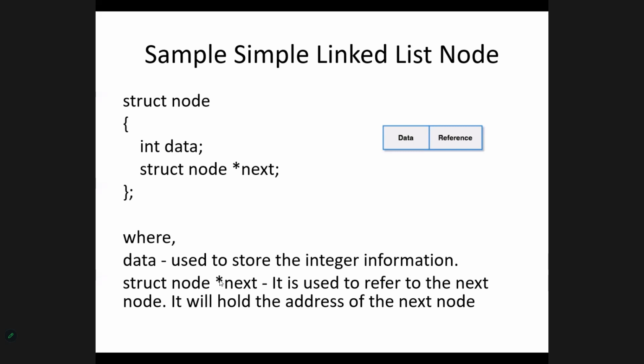And struct node *next is used to refer to the next node. It will hold the address of the next node. Next node කියලා කියන්නේ ආපහු මේ node කියන ජාතියමයි. මේ next එකෙන් අපි represent කරන්නේ ආපහු node කියන වර්ගය. මේකයි struct node *next, right? So this is how we represent a node in a simple linked list, right? So very simple.